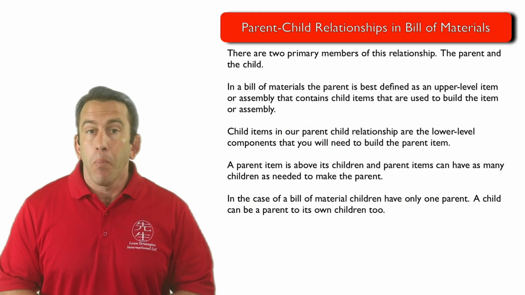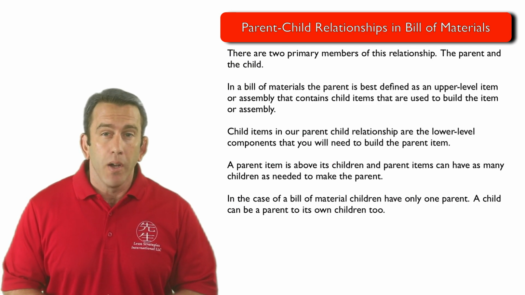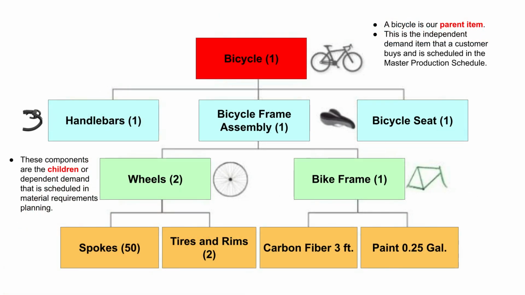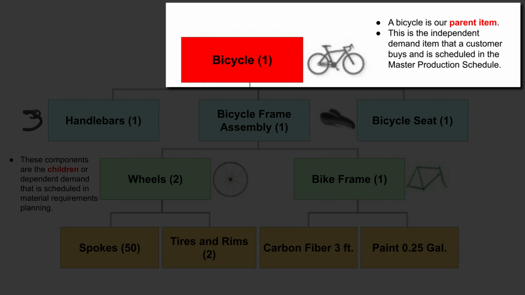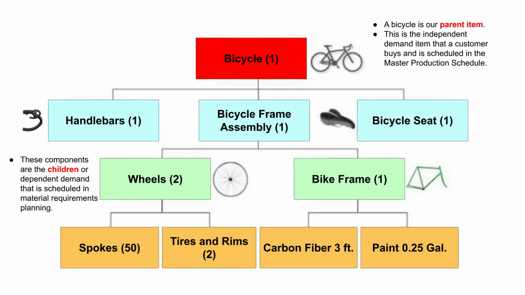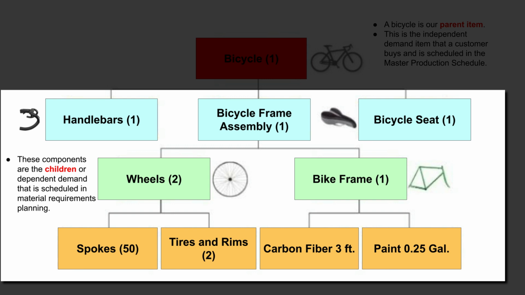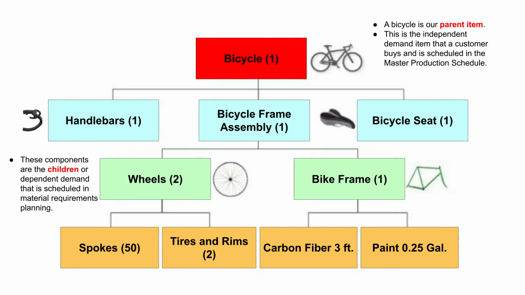Let's look at an example of a parent-child relationship. A bicycle is our parent item. This is the independent demand item that a customer buys and is scheduled in the master production schedule. A bike, however, has components to it. We need a frame, two wheels, a chain, pedals, and a seat, and a few other things for the bicycle to be complete. These components are the children or dependent demand that is scheduled in material requirements planning.